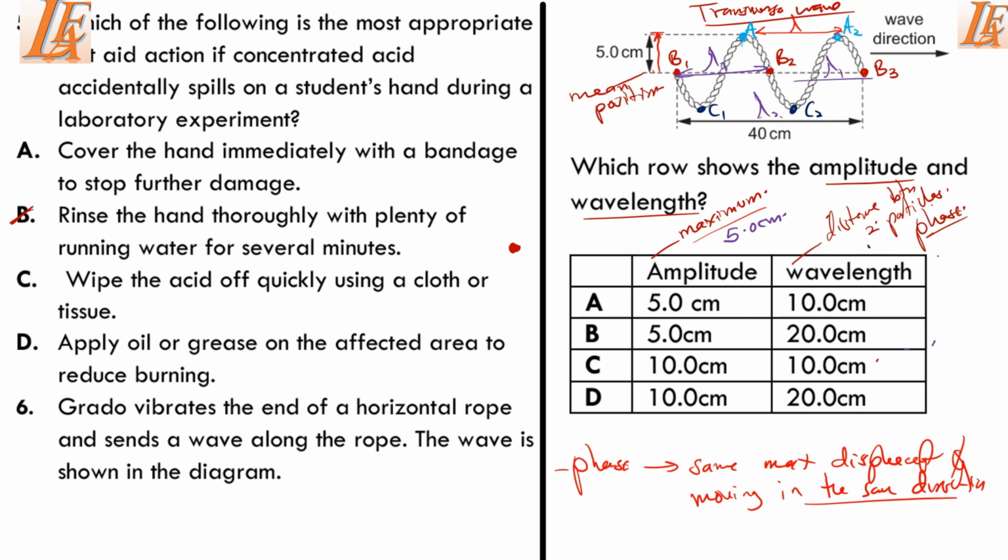Then the wavelength is the distance between particles in phase, and in this case from B1 to B3 we have a distance of 40, but we have said a wavelength is only from B1 to B2 or from B2 to B3. Since B2 is at the midpoint, the wavelength will be half of 40. Therefore the wavelength will be 20.0 centimeter. So the correct answer here is the one which has amplitude as 5.0 centimeter and a wavelength of 20.0 centimeter. So the correct answer is B.